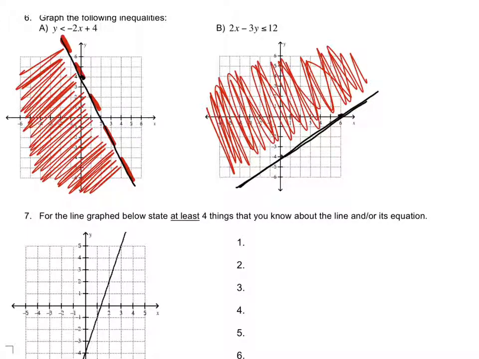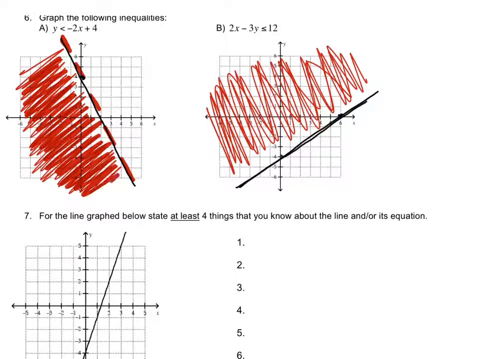And how do I check for the regions? So again, I plug in 0. 0 is less than 0 plus 4. So the statement is true. So I'm going to shade in the region that has the 0, 0 in it, which is below the line.